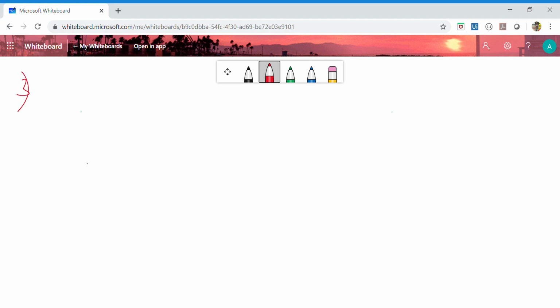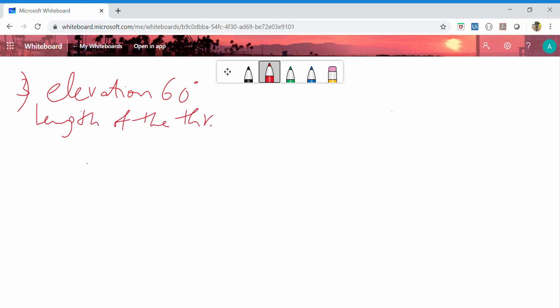Next, third question. A person is flying a kite at an angle of elevation of 60 degrees. Angle of elevation is 60 degrees. The length of the thread is 30 meters. Find the height of the flying kite from the ground. So this is the application of trigonometry. You have to draw a triangle related to the given question.